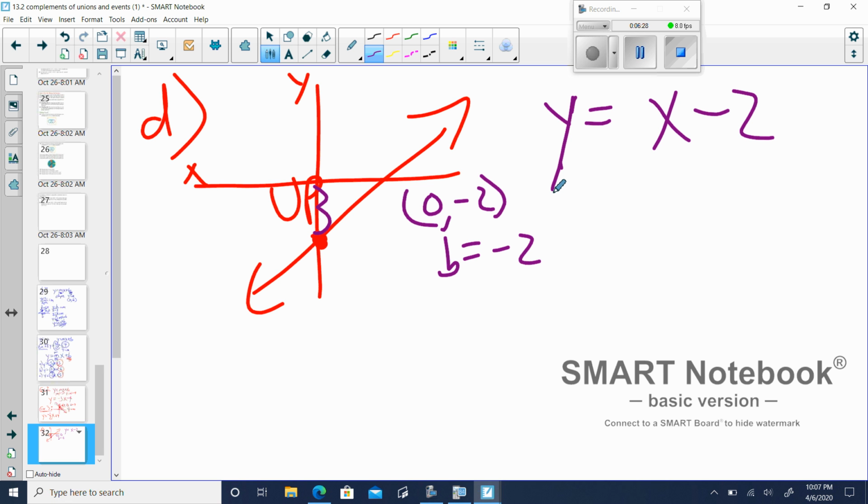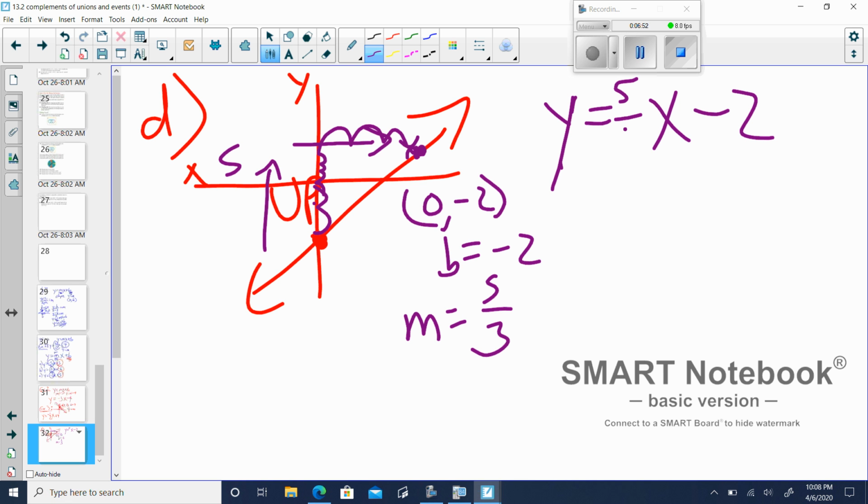Now they give us another point up here. In order to get there, we have to go up 1, 2, 3, 4, 5. So we have to go up 5. And we have to go over 1, 2, 3. So our slope is up 5 over 3. So y equals 5/3 times x minus 2. So 5/3 x minus 2.